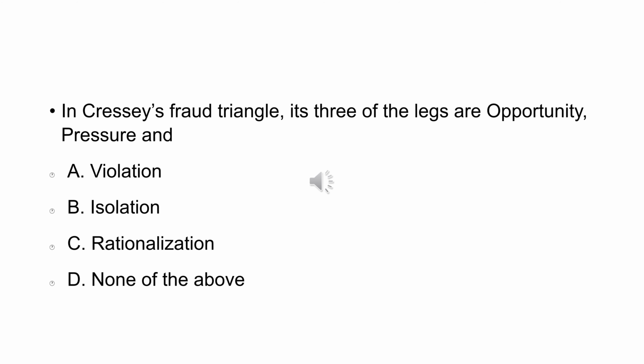The first multiple-choice question regarding the topic 1, fraud prevention and deterrence, is the following. In Cressey's fraud triangle, its three legs are opportunity, pressure and: A. violation, B. isolation, C. rationalization, D. none of the above. The answers are in the comments below.